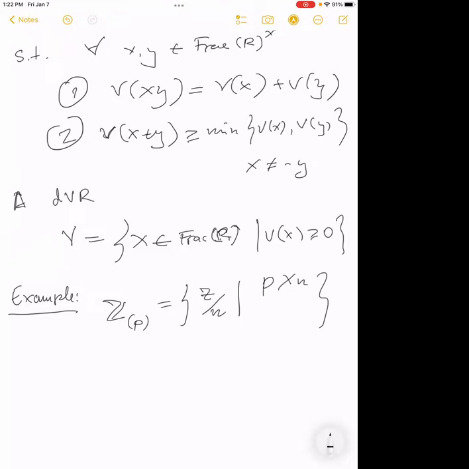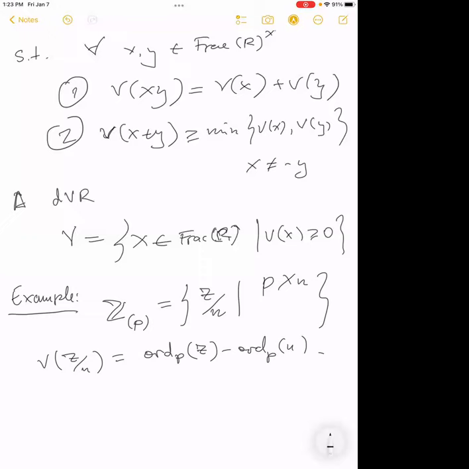So you see, what is the valuation? The valuation associated with it is simply the order function. This is the maximal power of P that divides Z minus the maximal power of P that divides N. And so all elements with a non-negative valuation correspond to these fractions that have denominators not divisible by P.